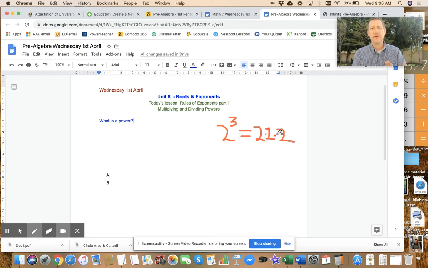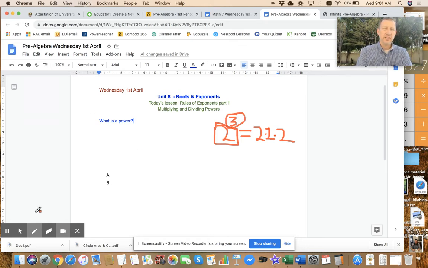We're going to do that some more next week. But the 2 is your base. That's what you're multiplying. And the 3 is your exponent. That's how many times you're multiplying it. So that's basically what a power is. A power has a base and an exponent. And to expand it out, you just multiply the base the number of times your exponent tells you.